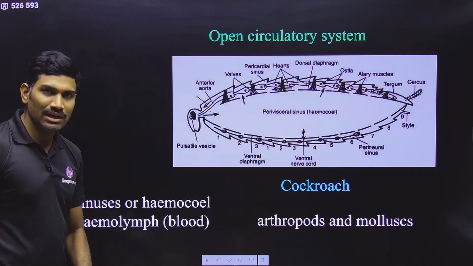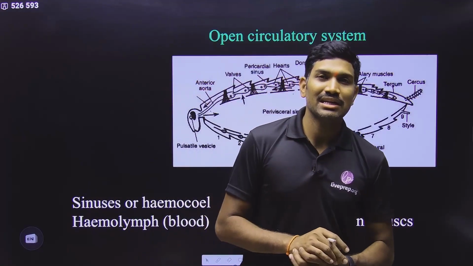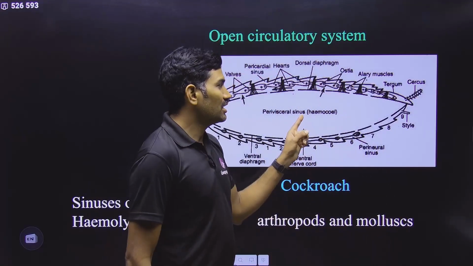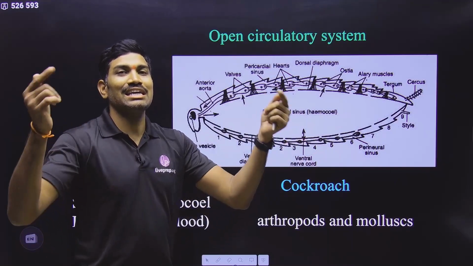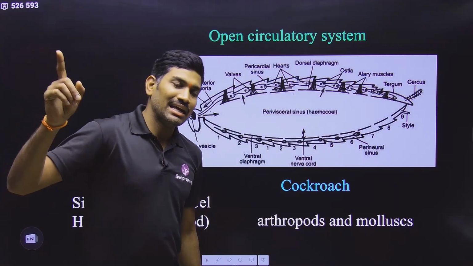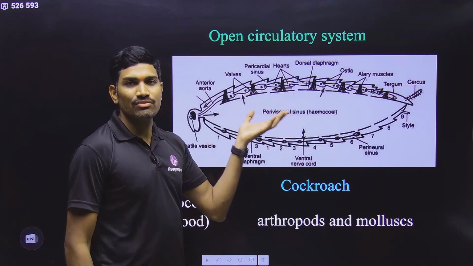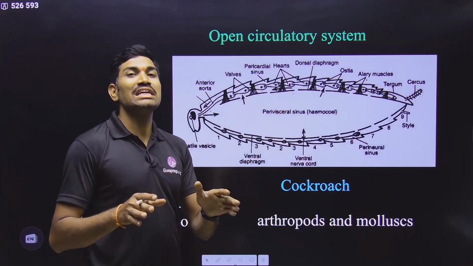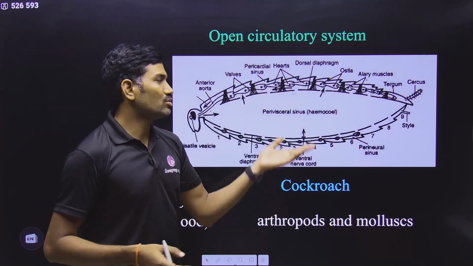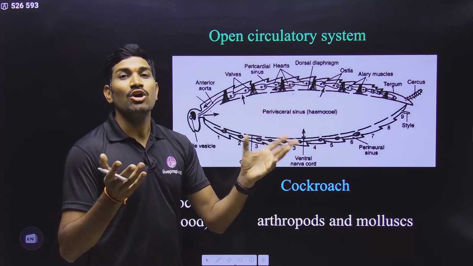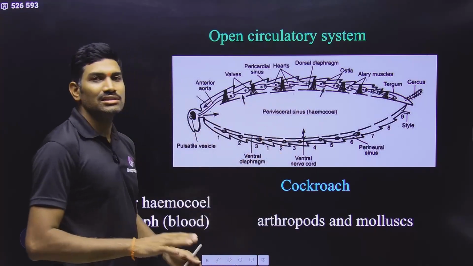You can call it blood, but please remember, in the case of cockroach, it is not red in color. Already in the breathing and exchange of gases chapter, I told you, cockroach is an example for insect. In insects, tracheal tubes are present and they directly carry oxygen to tissues. That is the reason why in these insects, there is no need for any oxygen carrying molecule like hemoglobin. So that's why the blood of cockroach is colorless.